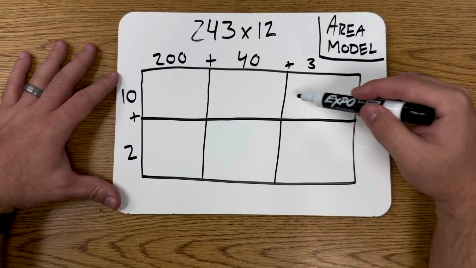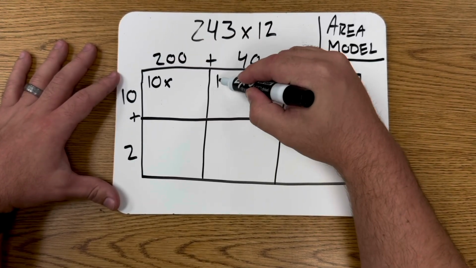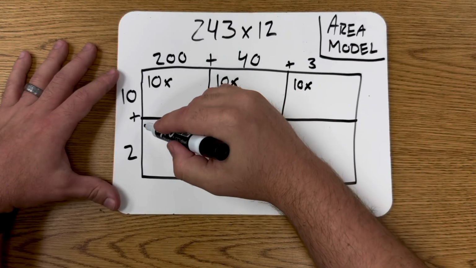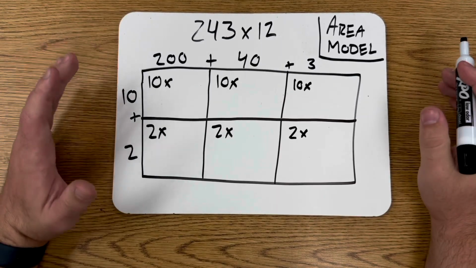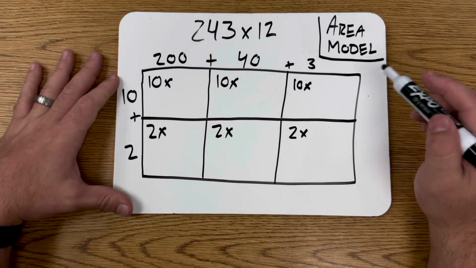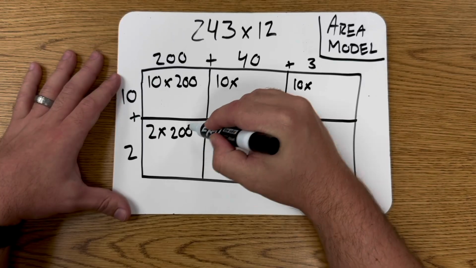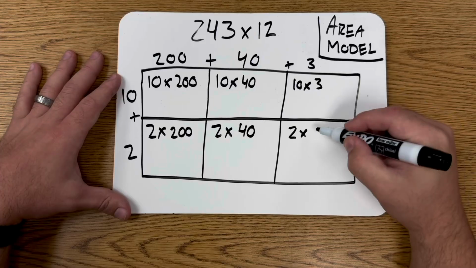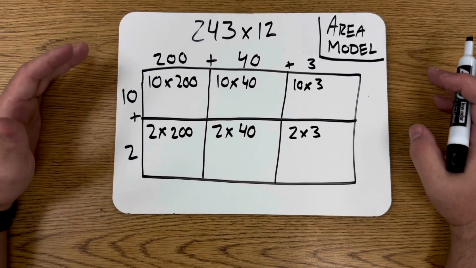So we're going to come over here. We're going to look at our 10 row, and we're going to say 10 times, 10 times, 10 times. And same thing on our 2's row, 2 times, 2 times, 2 times. That way we just don't mix things up and get confused, because we have a lot of numbers on here. We don't want to get lost. We'll then bring down our columns, 200, 200, 40, 40, and then 3 and 3. Now from here, the process is exactly the same. We're going to start multiplying.